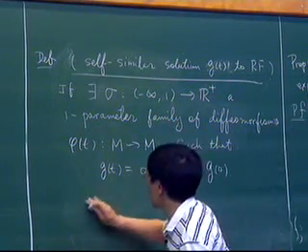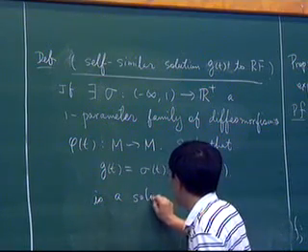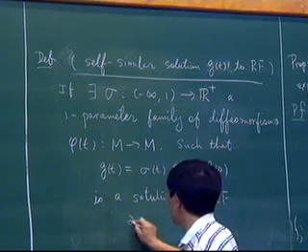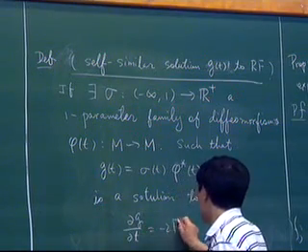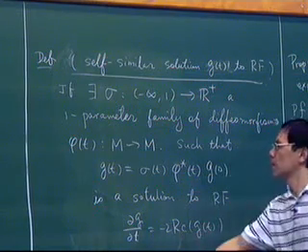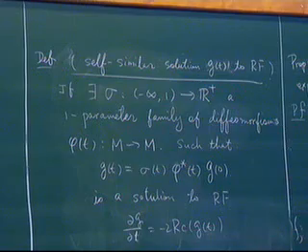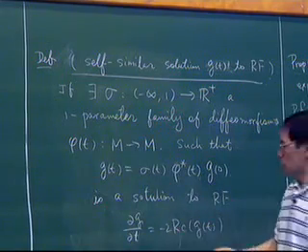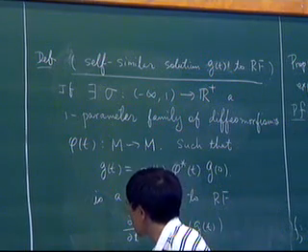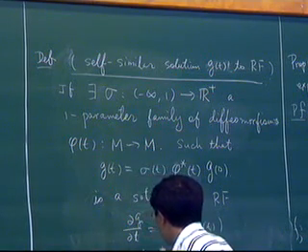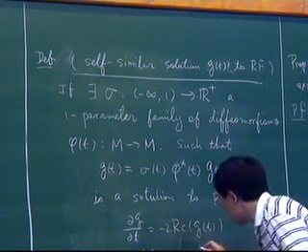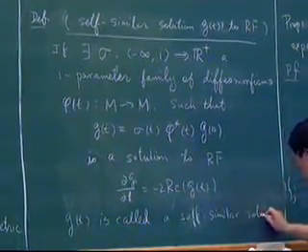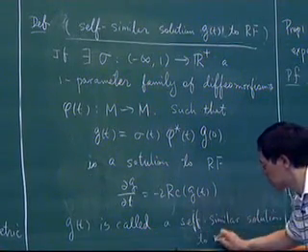That means that if there is a function and a family of diffeomorphisms such that this metric is a solution of Ricci flow, then g(t) is called a self-similar solution to Ricci flow.